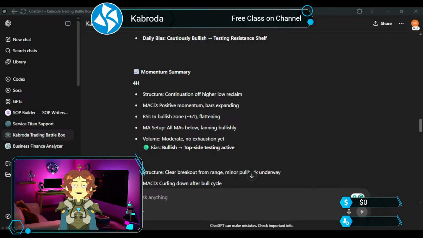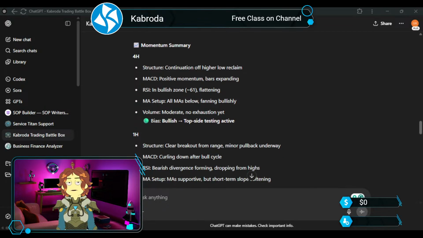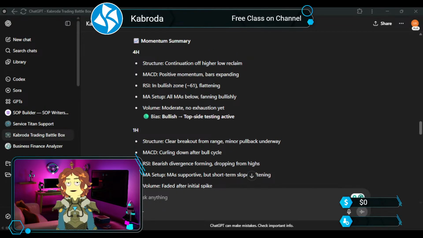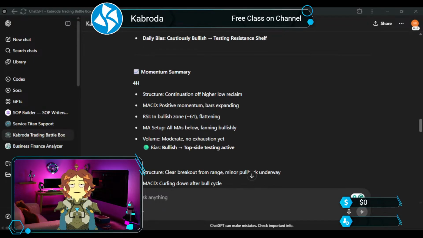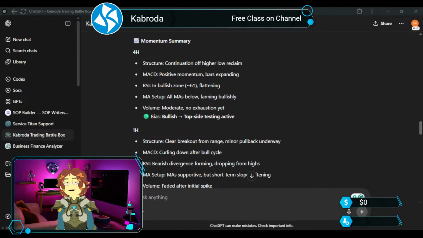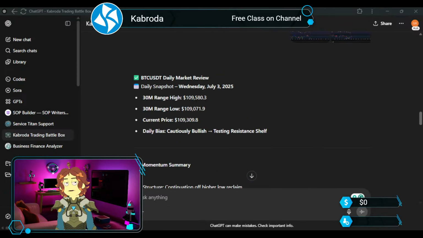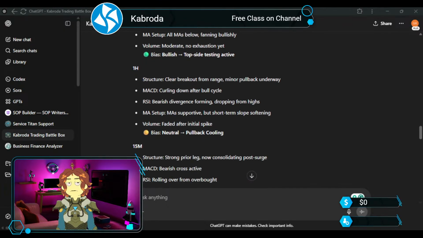Basically, that means the MAs that we have on the chart, if you want our MAs, it's the 21, the 50, 80, 100, and 200. They're basically all underneath the price action, all fanning out underneath it, which is good for now. That can also be a bad sign, but for right now, just starting to fan out, that's a good sign. It means bullish. Volume's moderate, no exhaustion yet. Bias is bullish, topside testing. So for the 4 hour, we got a nice bullish bias.